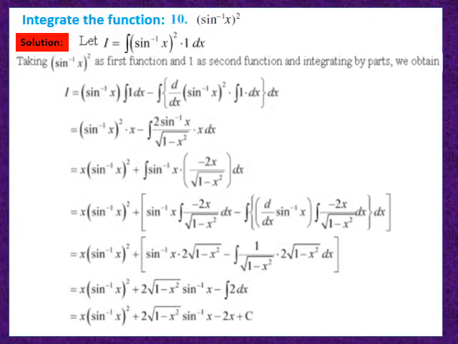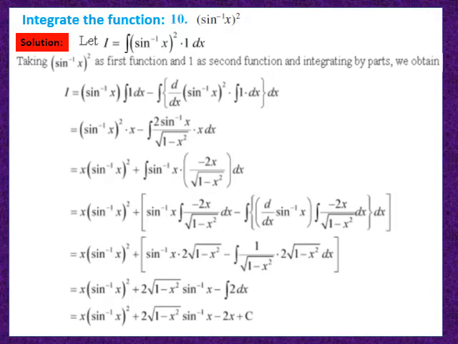Moving to question 10, integrate the function sin inverse x whole square. Now if we have a single function which cannot be integrated easily, we can write it as the product of that function multiplied by 1. So this integral I can be written as the integral of sin inverse x whole square into 1 dx. Now inverse is our first function always, so we are taking sin inverse x whole square as the first function and 1 as the second function.